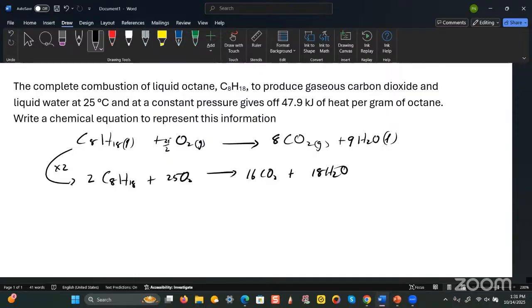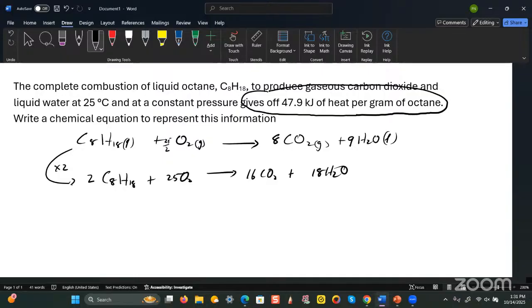The question says that the reaction gives off 47.9 kilojoules of heat per gram of the octane. What does giving off mean? Negative, so it's a negative. It's going to be exothermic, or it's going to give off heat, so therefore it's exothermic, right?